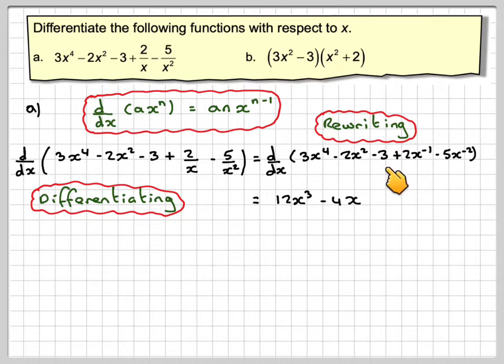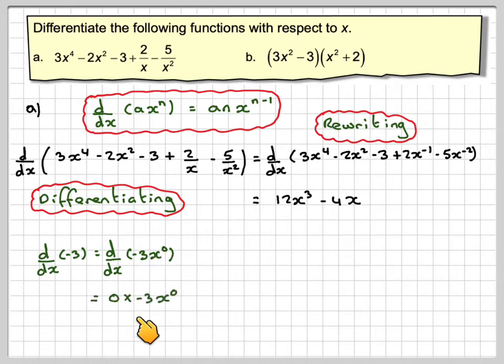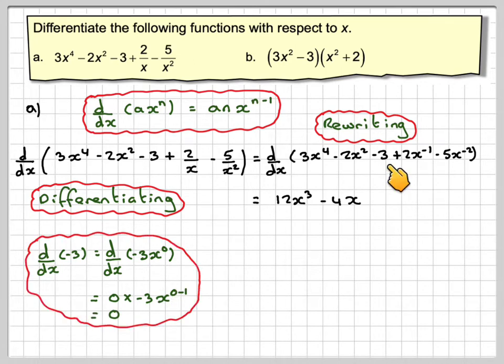minus 4x. Now when you differentiate a number, so d dx of minus 3, it's like doing d dx of minus 3x to the 0. X to the 0 is 1. So bring down the power, we get 0 times 3x and reduce the power by 1, but 0 times anything is 0. So when you differentiate a constant, you get nothing. And if you think about it, the line y equals minus 3 is a horizontal line, and its gradient is actually 0. So we can miss that one out.